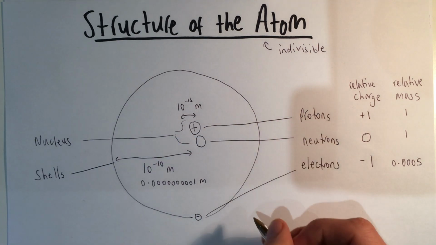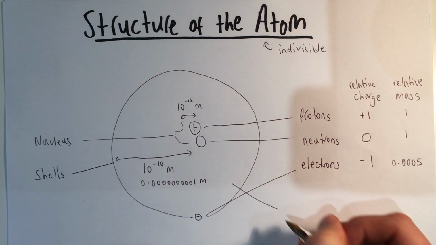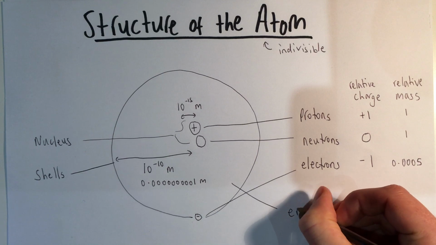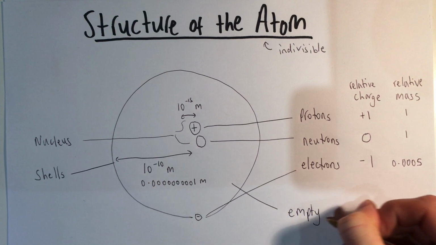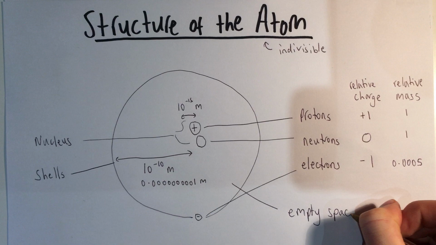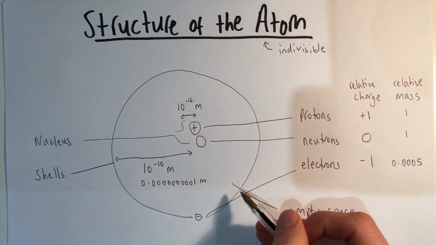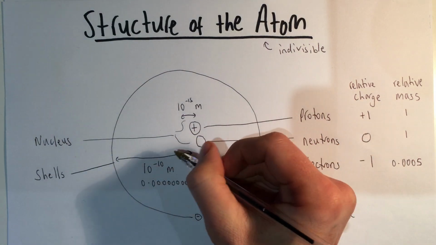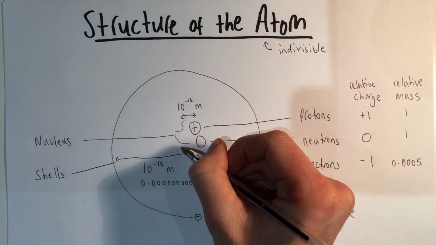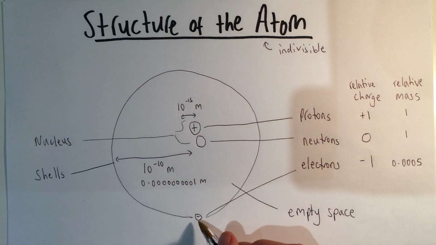So that means that atoms overall actually are almost entirely just empty space. And the nucleus just is a tiny dot in the middle. This isn't to scale. If this was to scale, then the nucleus, we wouldn't even be able to see it. It'd be very small, and the electron would be even smaller.